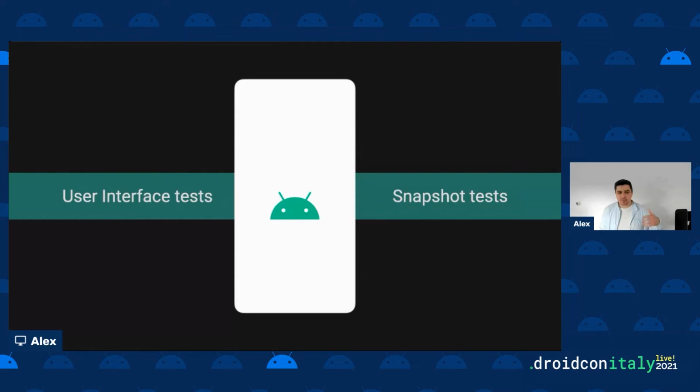From the other side, when we speak about snapshot tests, or sometimes people call them screenshot tests, here we're mostly interested in pixel perfectness, how our application feels and looks on different devices. And today I would like to talk about both of these approaches.